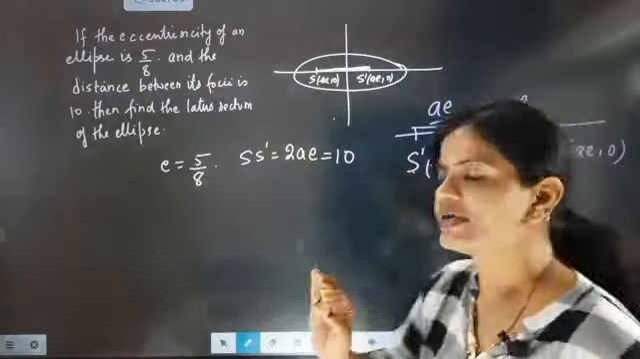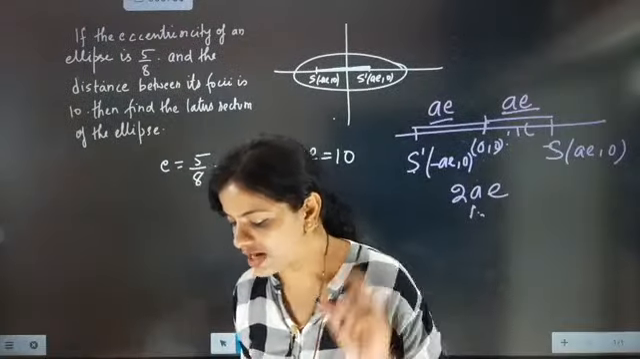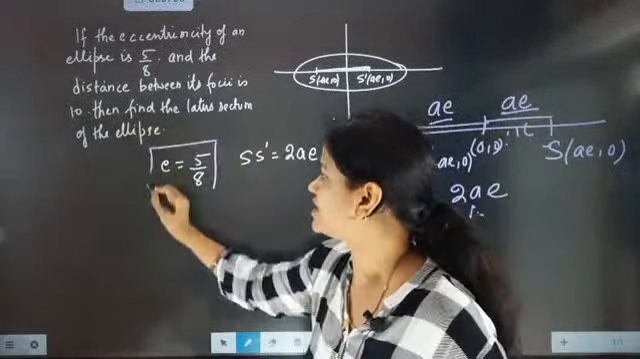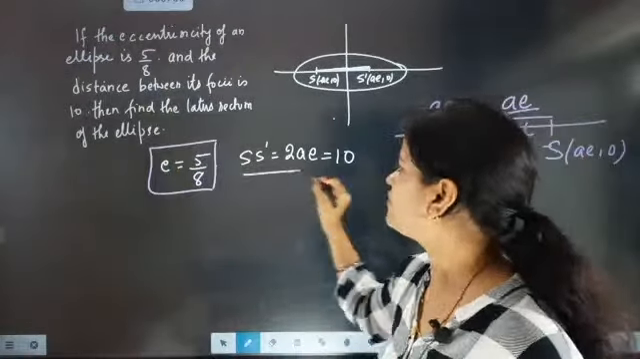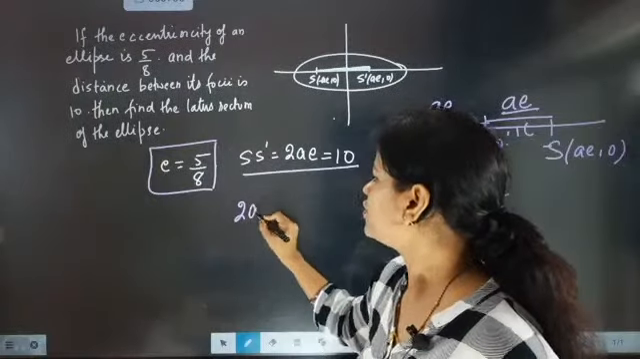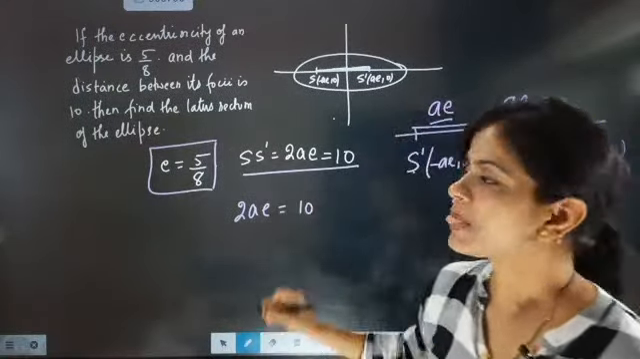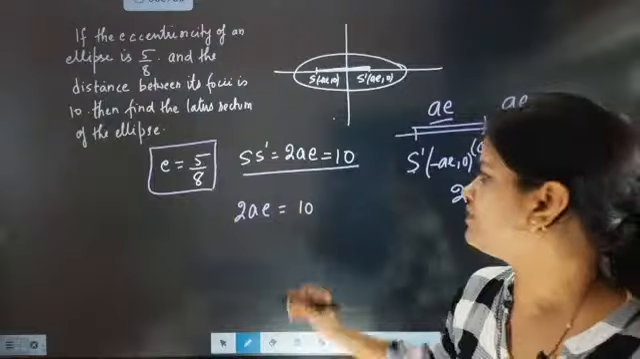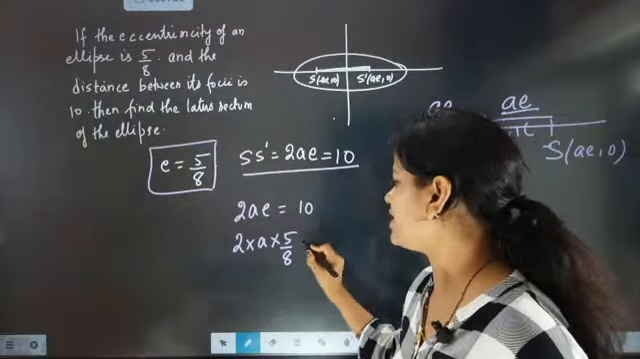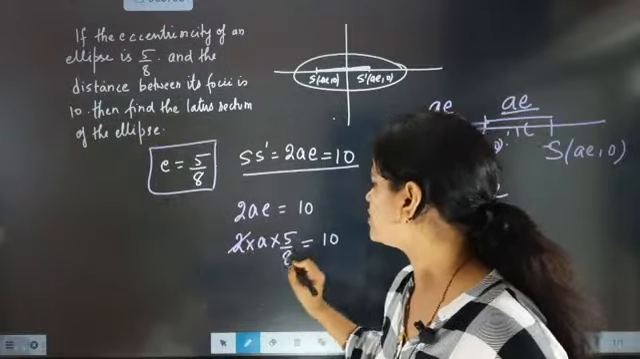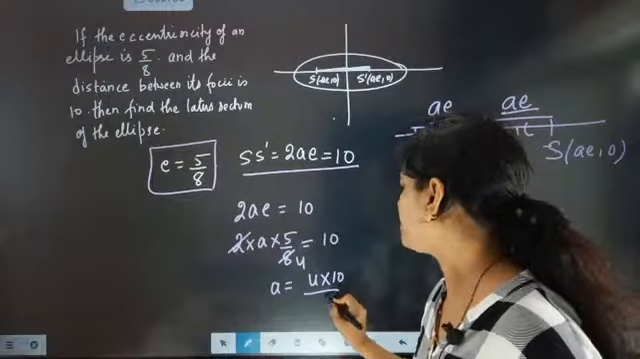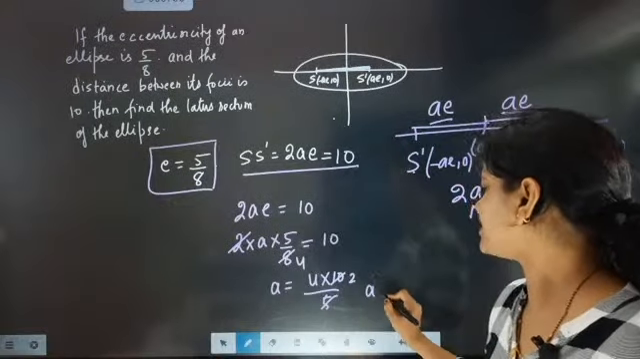These questions are technically very important. They are telling you to find the latus rectum when they have given eccentricity 5/8 and the distance between the foci is 10. Now we know that 2AE is equal to 10, and the eccentricity value is 5/8. Substituting the eccentricity value 5/8 here, 2 1s are 2, 2 4s are 8, so A is going to be 4 into 10/5. So A is coming as 8.